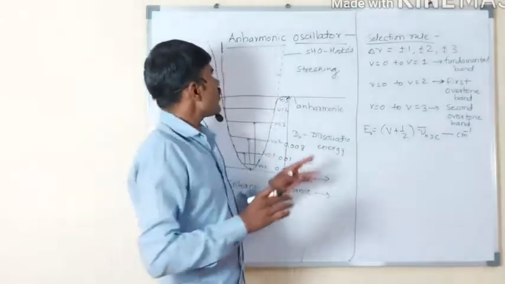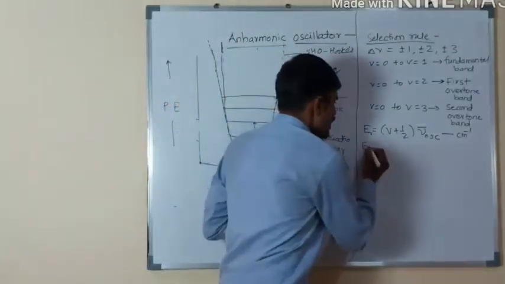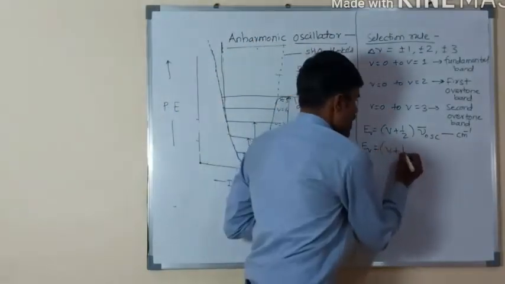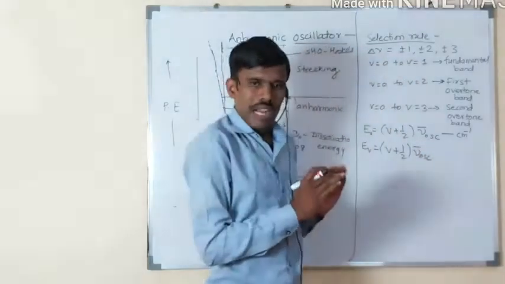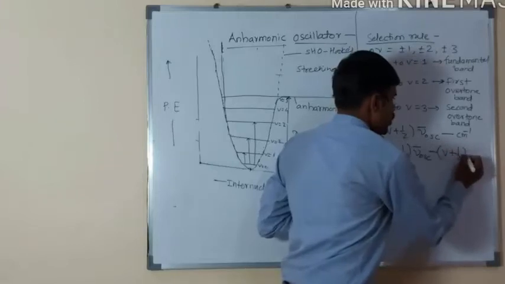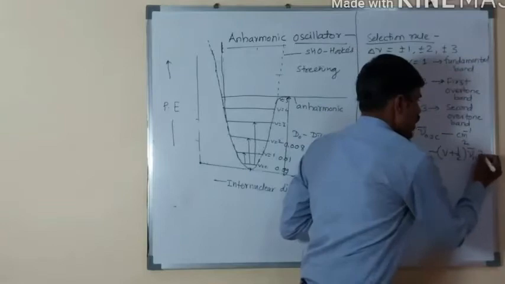But in the case of the anharmonic oscillator, the energy is equal to (v + 1/2) ν̄ of oscillation minus (v + 1/2)² ν̄ of oscillation times Xe.